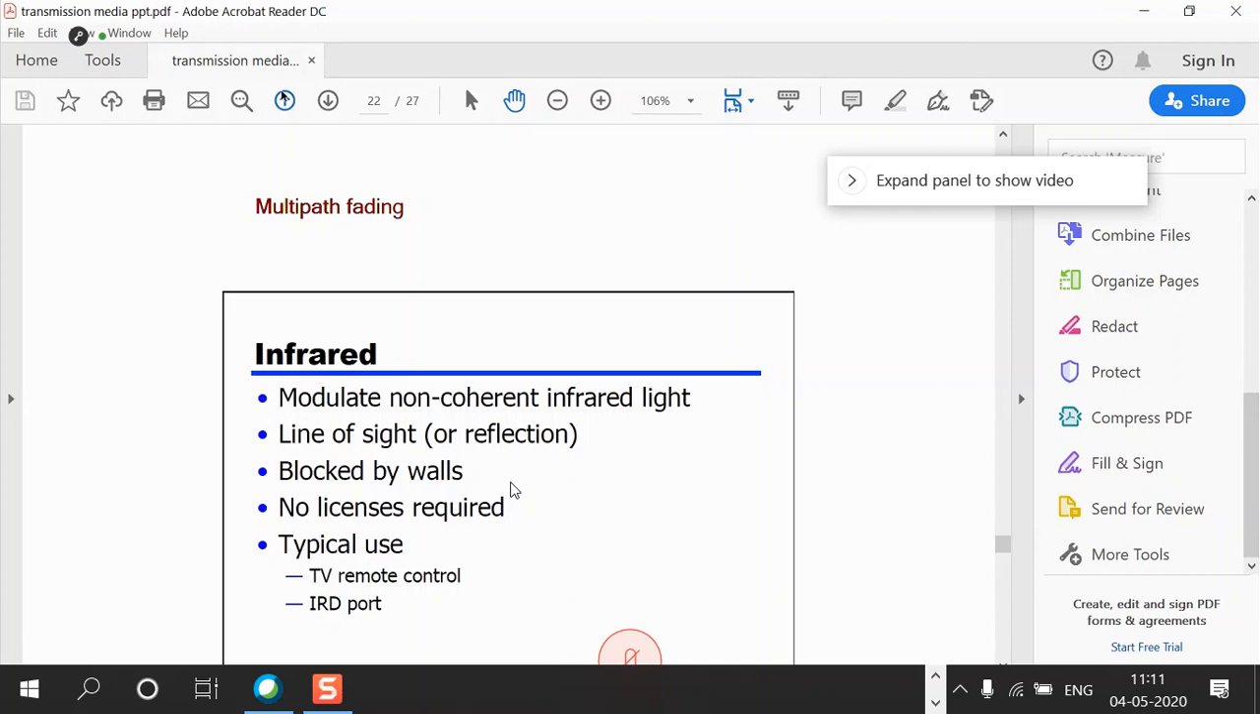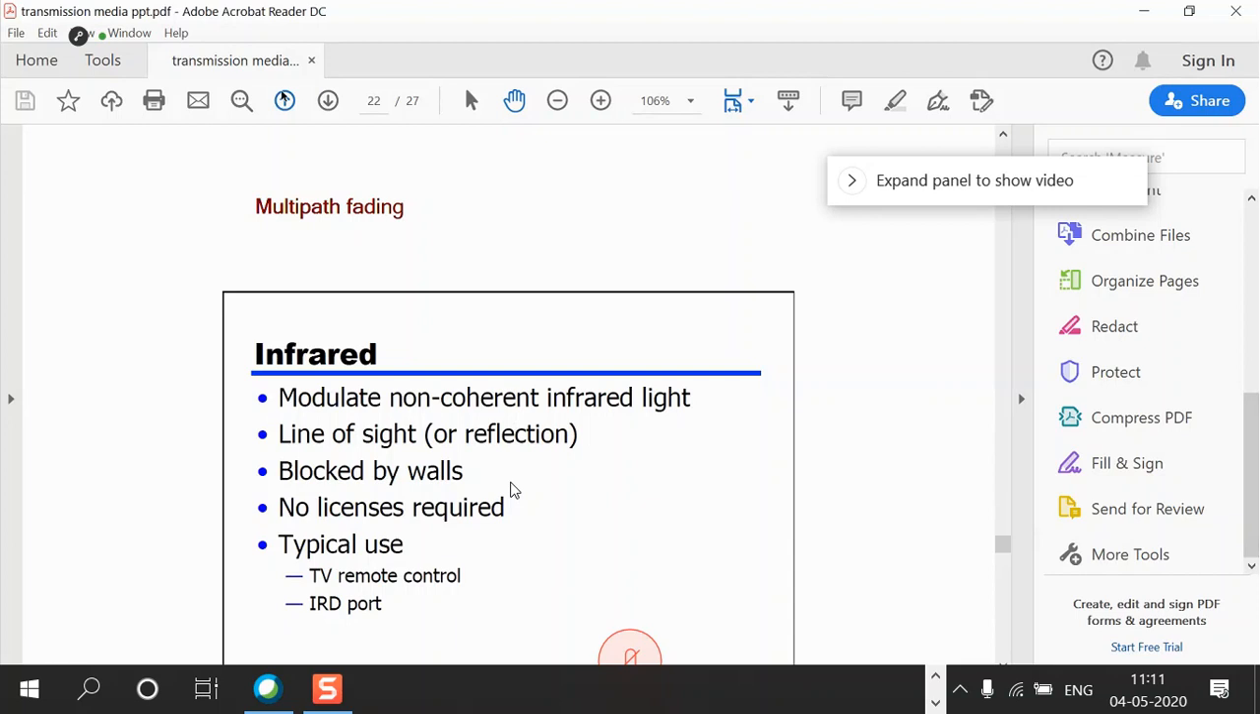You would know this as line of sight, because when you have to change the channel, you necessarily have to pick up the remote in your hand and point it towards the TV. Why? Infrared needs line of sight. They should see each other for communication. It cannot pass through any objects in between. It's very cheap, easy to build, but the problem is it's directional. Again, no license is required.